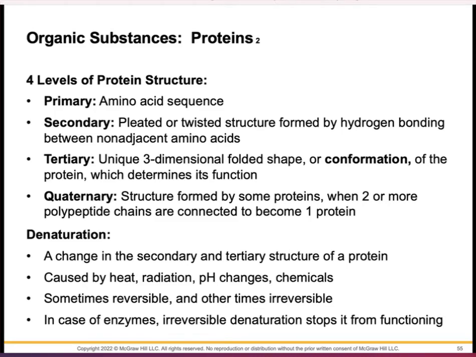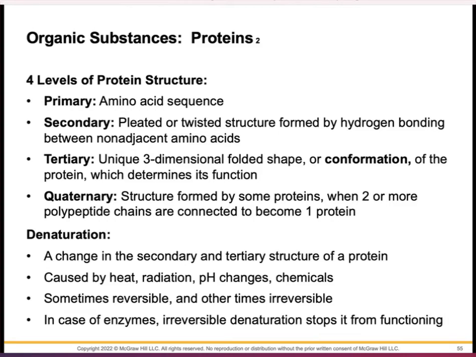Okay, so the second level is going to be our secondary protein structure. The secondary structure can take the form of an alpha helix or a beta pleated sheet, those are the two types, and can be maintained by hydrogen bonds between our amino acids in different regions of the original polypeptide chain. So you have these hydrogen bonds that are going to help join adjacent and non-adjacent amino acids.